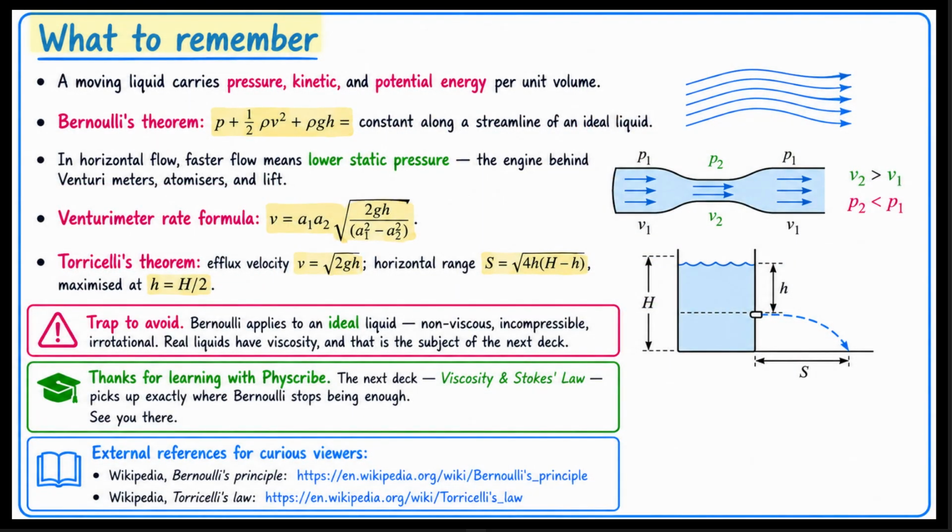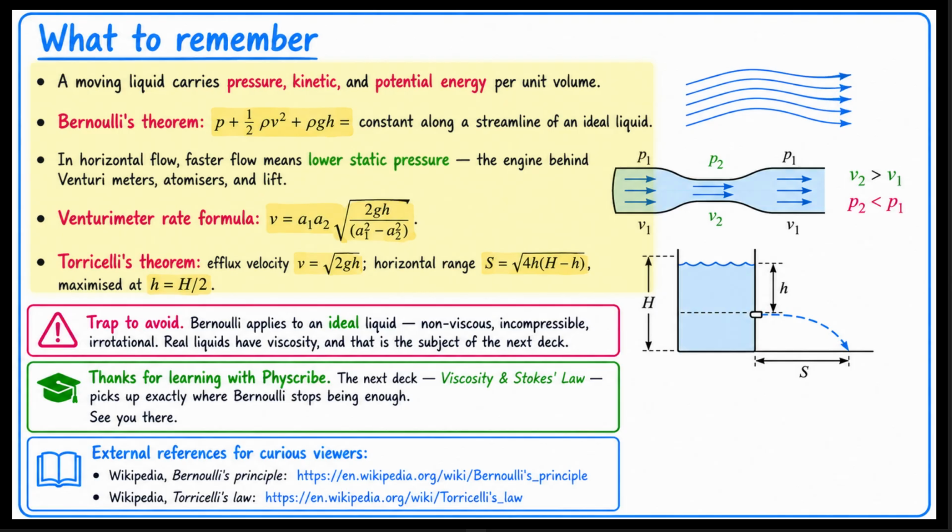That closes the second deck. A moving liquid carries pressure, kinetic, and potential energy per unit volume. Bernoulli's theorem says their sum is constant along a streamline of an ideal liquid. In horizontal flow, faster flow means lower static pressure, the engine behind Venturimeters, atomizers, and lift.